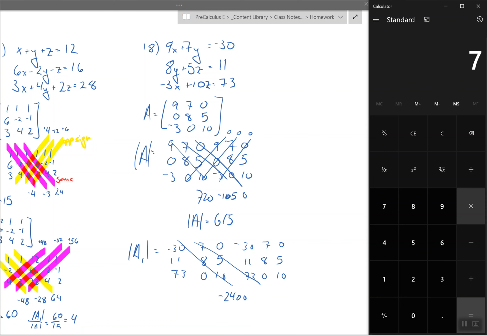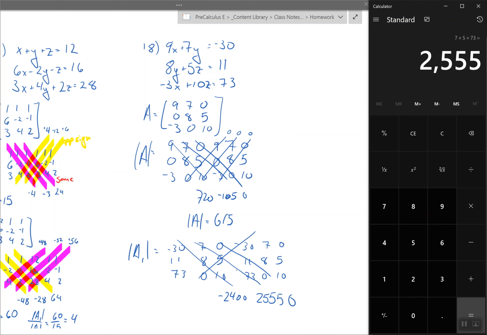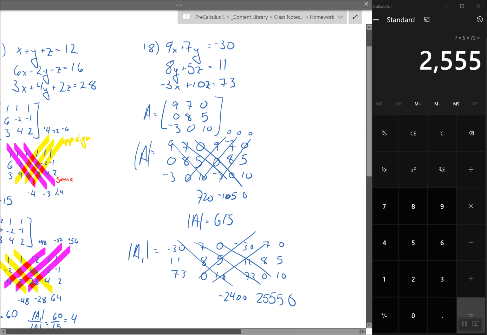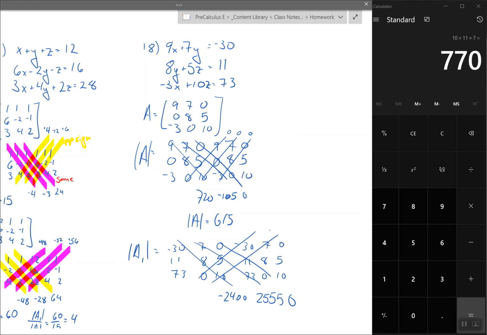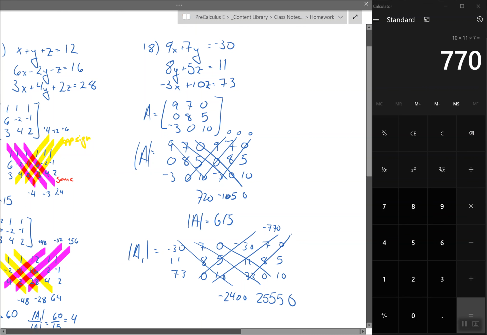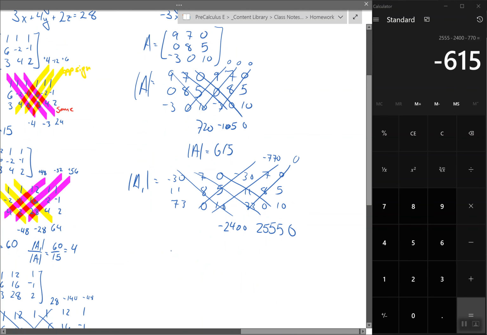7 times 5 times 73, which is 2555. And then we have 0, 11, 0, and then we have 0. We've got 10 times 11 times 7. Would have been positive, so we make it negative 770. And then we've got a 0 there. So we have 2555 minus 2400 minus 770. So we get negative 615. Hey, that's nice. So our solution here is negative 1.